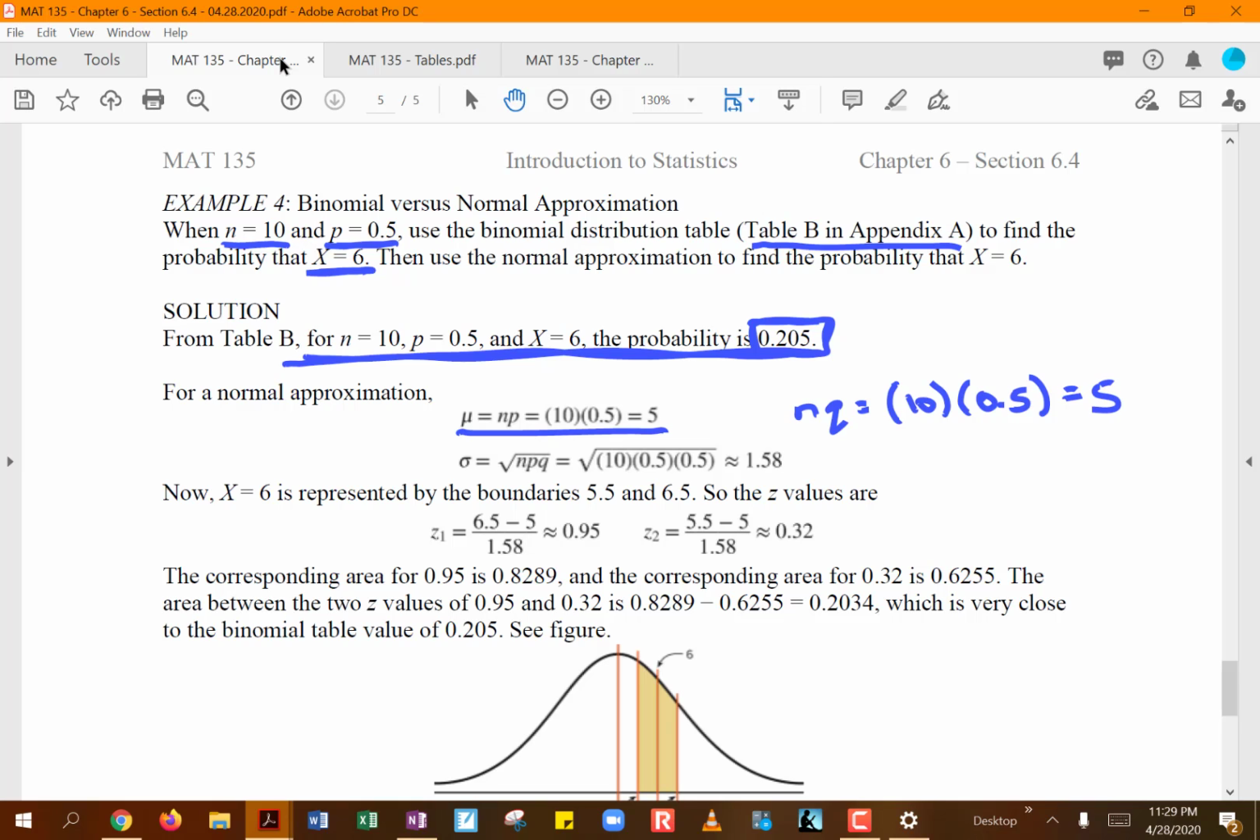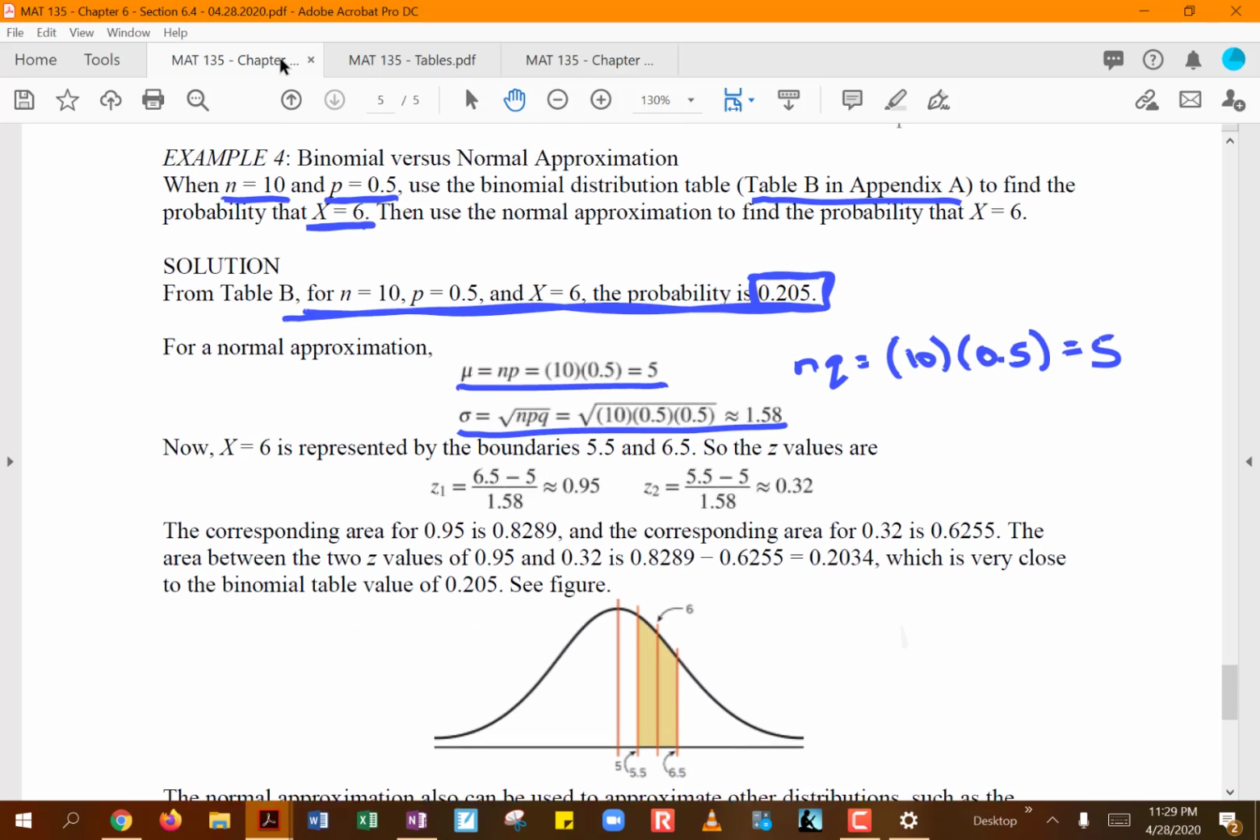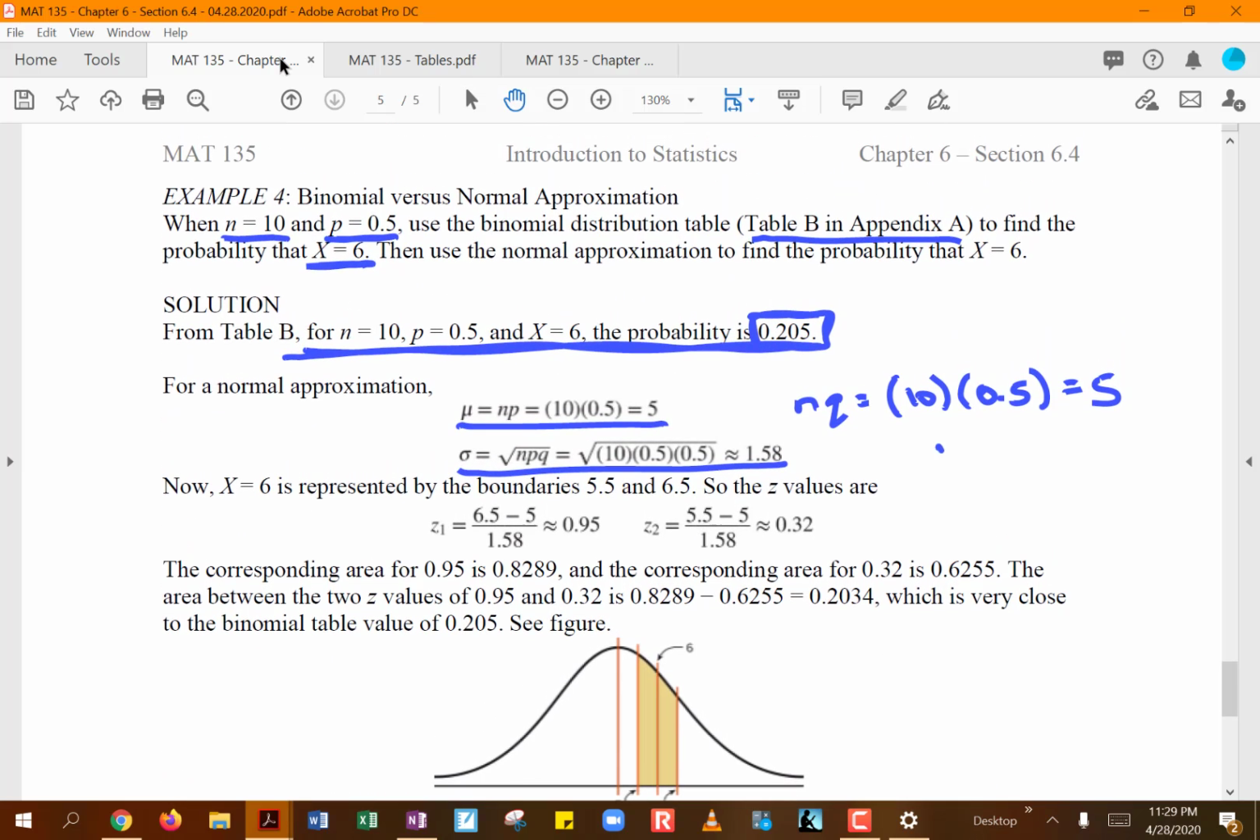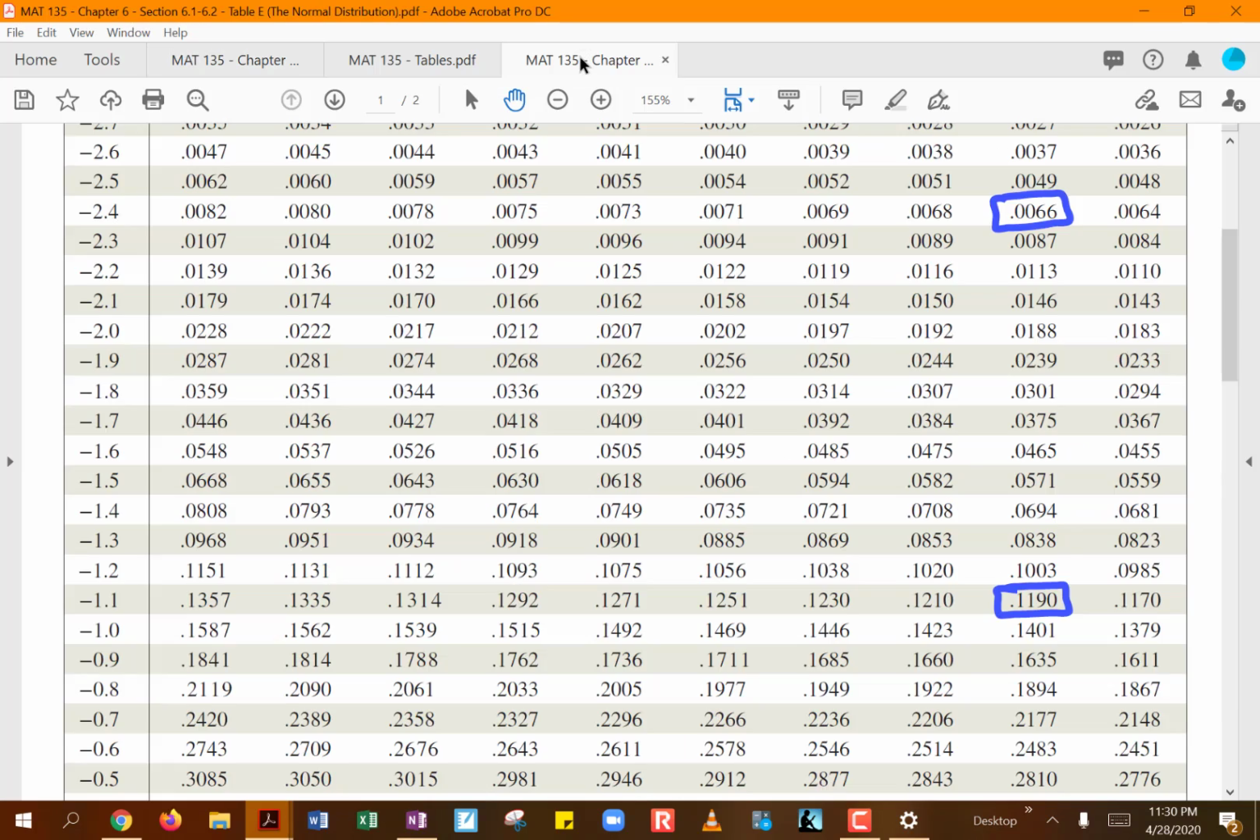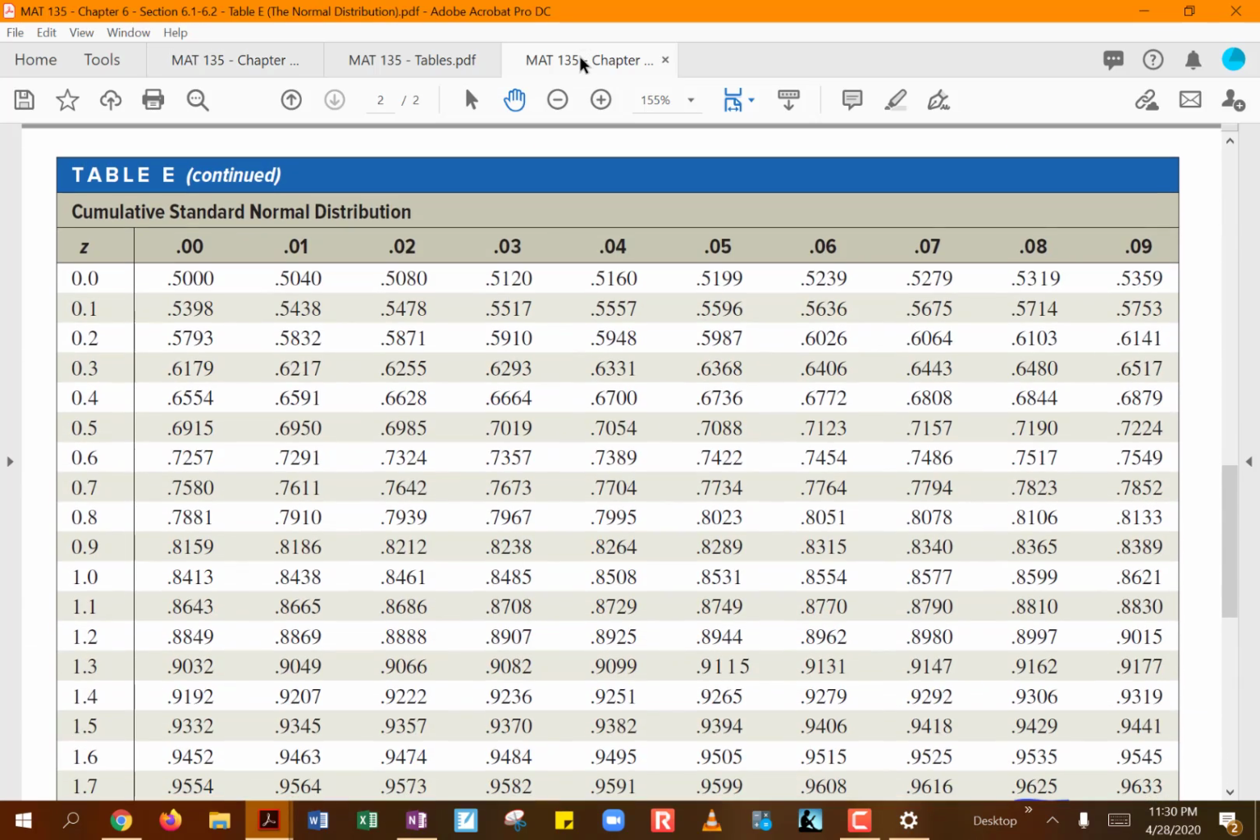Find your standard deviation. Now here, since we're talking about the probability of x equals 6, with our continuity correction, you would be going for values from 5.5 to 6.5. So that's why we are finding the two z values for 5.5 and 6.5, which come out to be 0.95 and 0.32. So 0.95 is giving us the value of 0.8289.